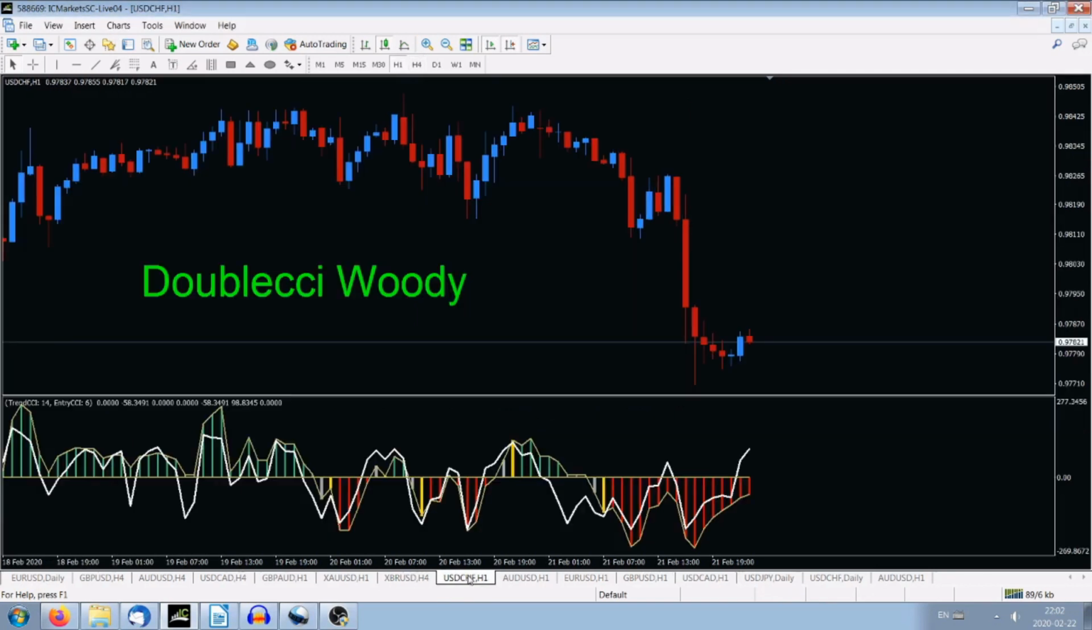Next one is Doblecci Woody. Doblecci, how do you call it? Doblecci, it's Italian, whatever it is. Doblecci Woody, another something like the CCI indicator, a little bit more sophisticated. Pretty good signals. Try it, it works.